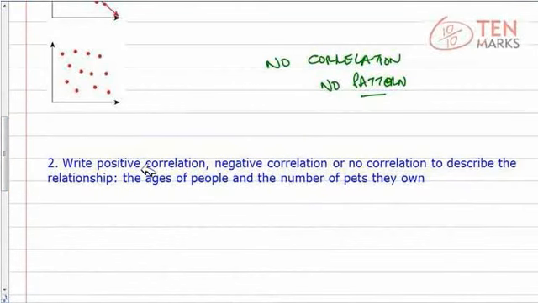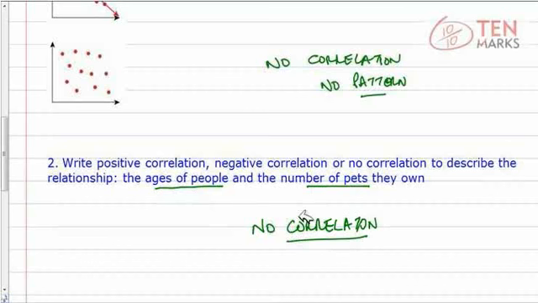So we have to write positive, negative, or no correlation to describe the relationship. Ages of people and the number of pets they own. Is there a positive correlation, which means as people grow older, the number of pets goes up? Do older people have more pets? Not true. There's no correlation between these two values because there is no relation between the age of the person and how many pets they own. A 20-year-old could own 10 pets and an 80-year-old may have one, right? There's no correlation between the values.